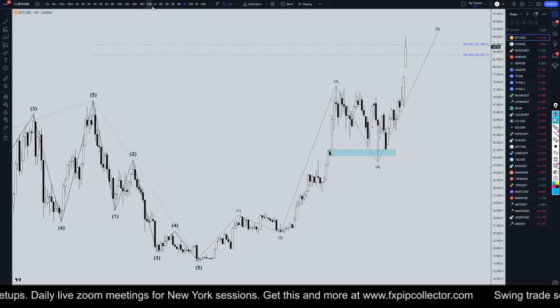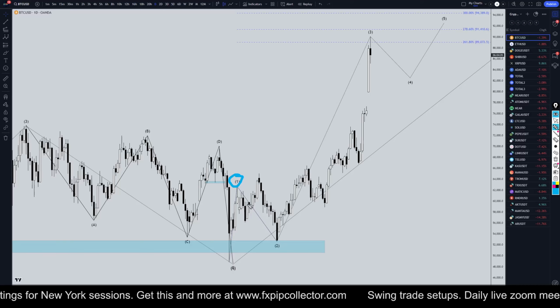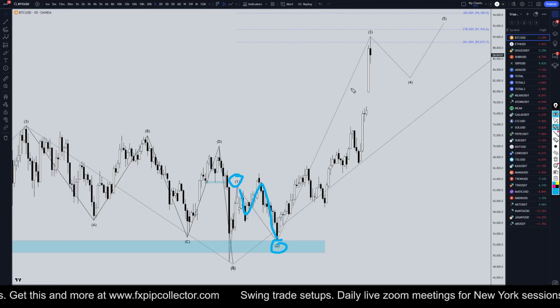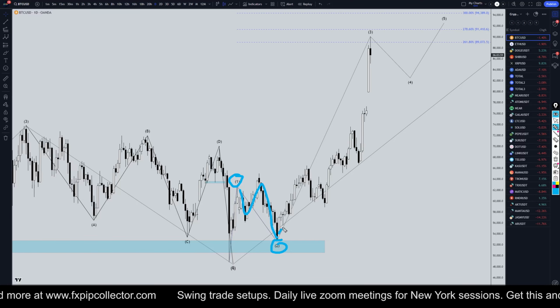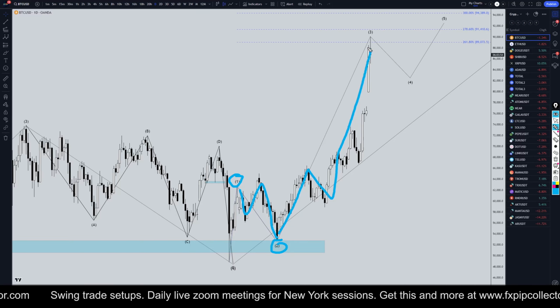So in a way, it's taking it down to the daily time frame. On the daily time frame, I think this is a wave 1. I think this is an expanded flat wave 2. I think we're currently in a wave 3. And it honestly kind of looks like a 1, 2, 3 of 3. So this wave 3 may not even be over.